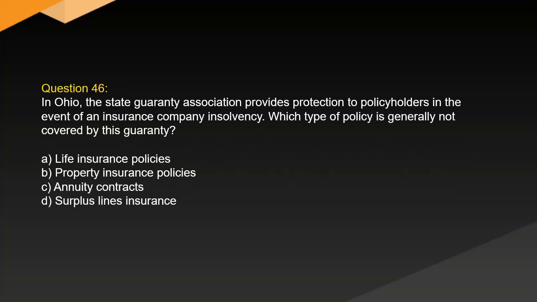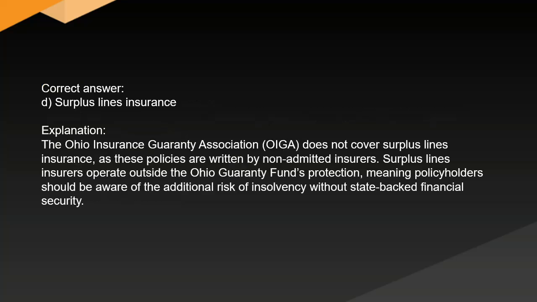Question 46. In Ohio, the State Guarantee Association provides protection to policyholders in the event of an insurance company insolvency. Which type of policy is generally not covered by this guarantee? A. Life insurance policies. B. Property insurance policies. C. Annuity contracts. D. Surplus lines insurance.